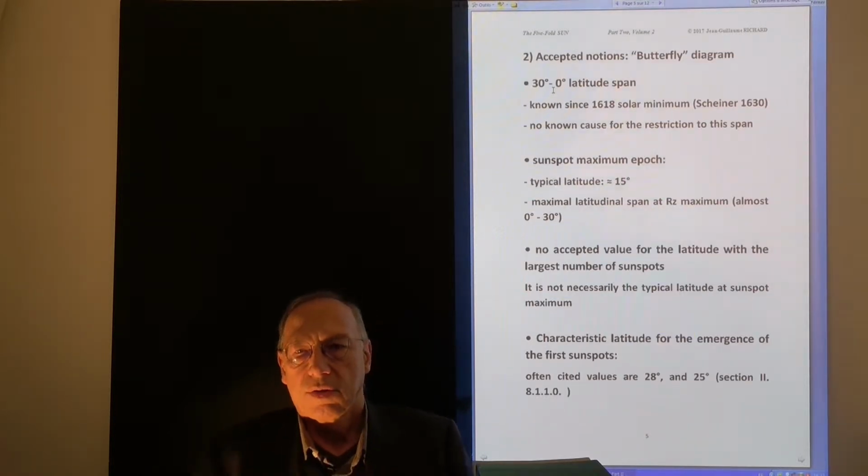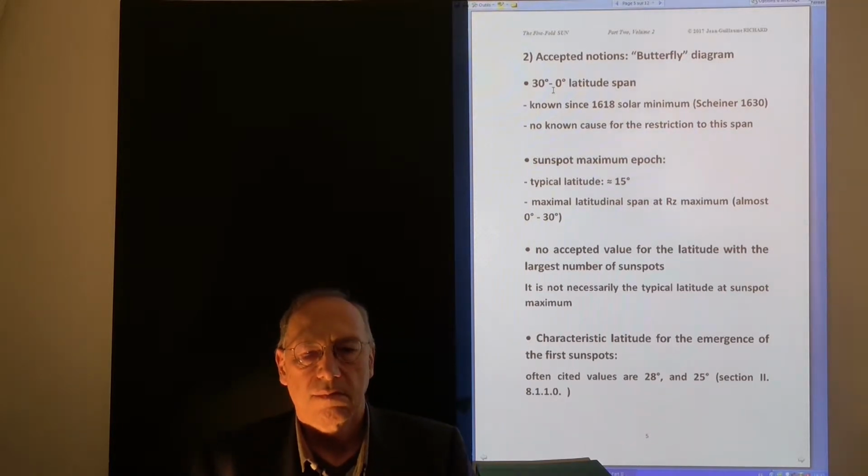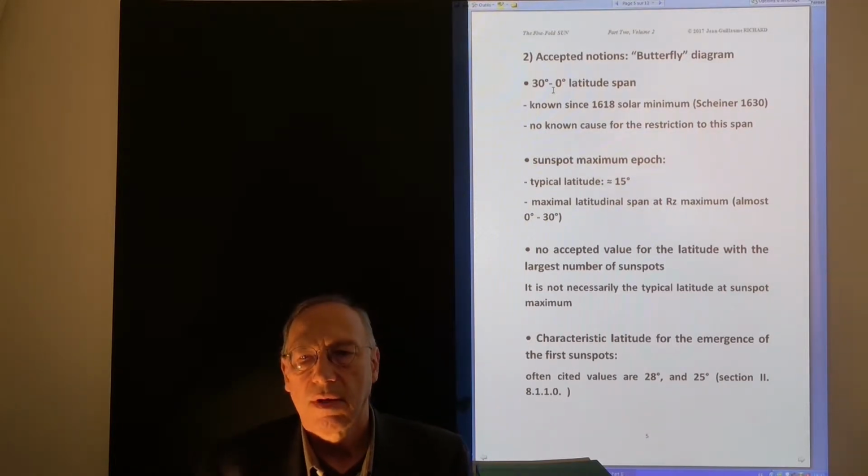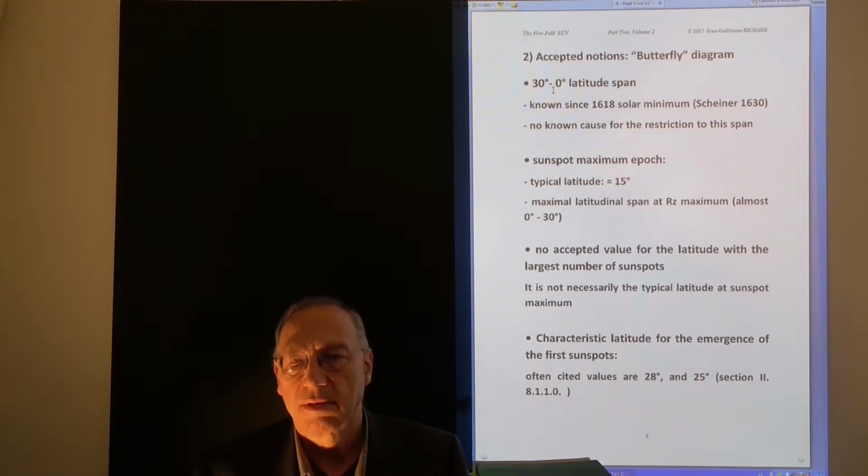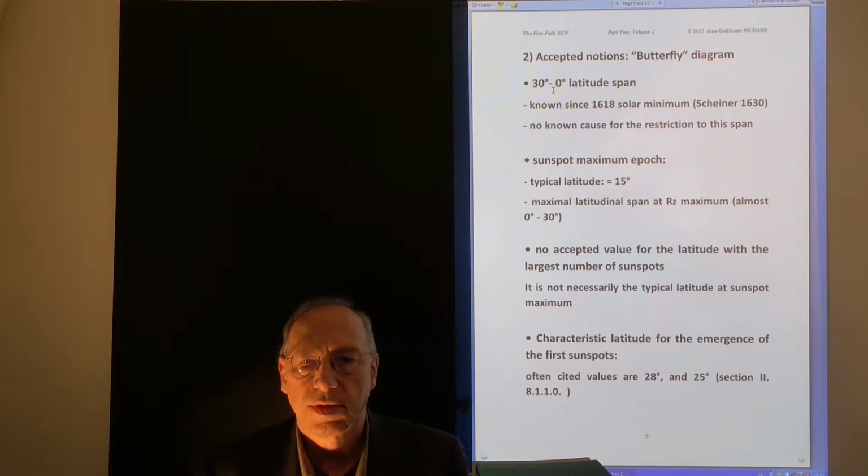The accepted notions center around the notion of a butterfly diagram, which was first proposed in the 19th century, in which is seen over a solar cycle how the latitude positions of the sunspots develop over time. Their emergence covers a latitudinal span of 30 degrees from the equator up to 30-degree latitude, as is accepted in the field.